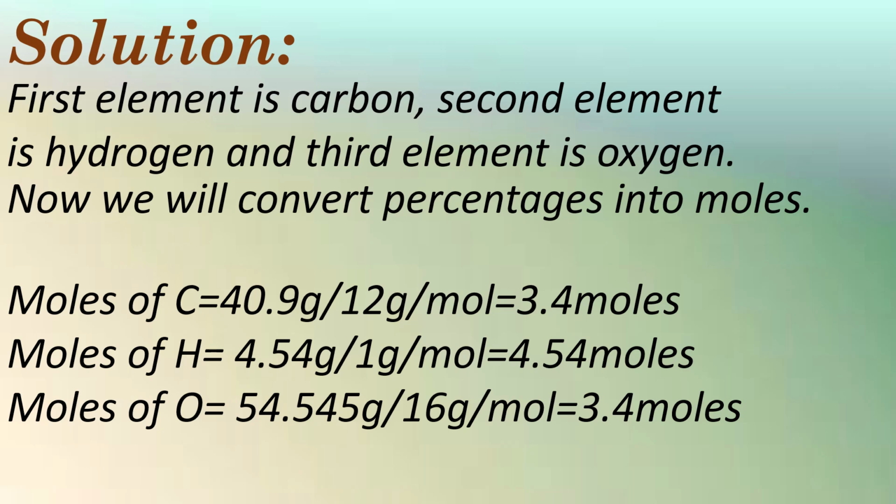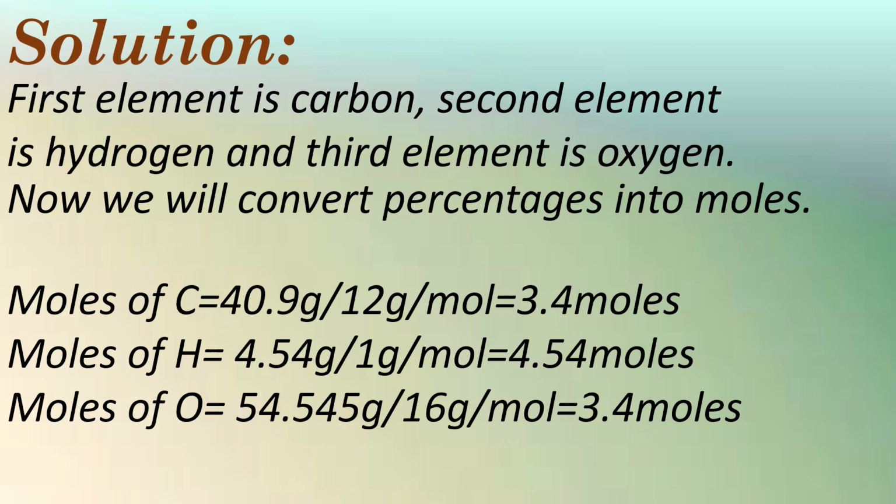Now moles of hydrogen: 4.54 gram divided by 1 gram per mole, the atomic weight of hydrogen. So moles of hydrogen is calculated to be 4.54 moles. Now moles of oxygen, we will take percentage as gram. 54.545 gram divided by 16 gram per mole, 16 gram per mole is the atomic weight of oxygen. After solving, moles of oxygen is calculated to be 3.4 moles. Now we have calculated moles of carbon, hydrogen and oxygen.